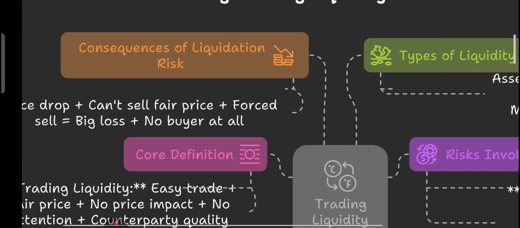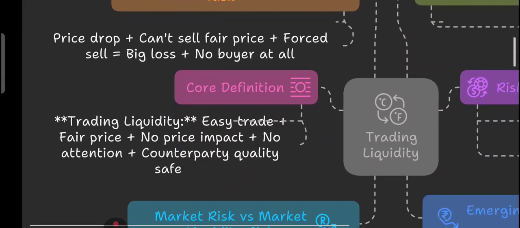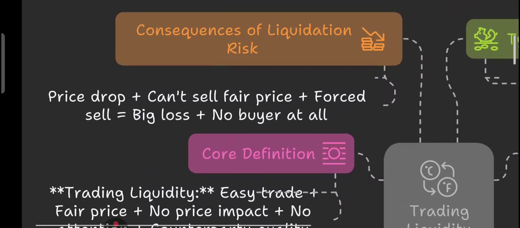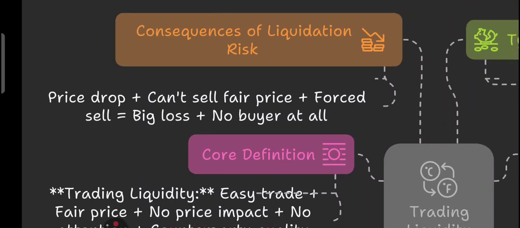But what happens when liquidity dries up? That is the consequence. Imagine this: price is falling suddenly, you can't sell at a fair price, you are forced to sell at a loss, right? And worst of all, no one is buying. So that is called liquidation risk in action. It is a nightmare of every trading desk. So these are the consequences of liquidation risk.